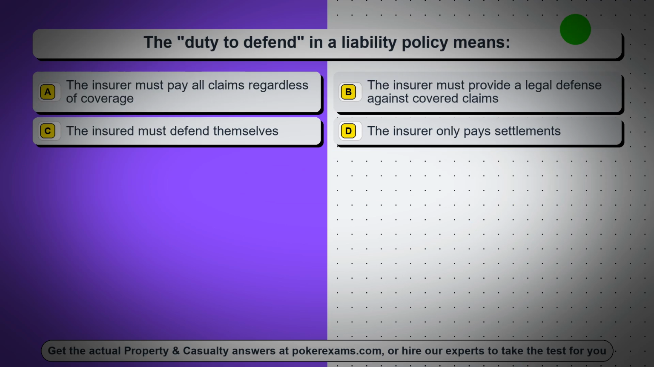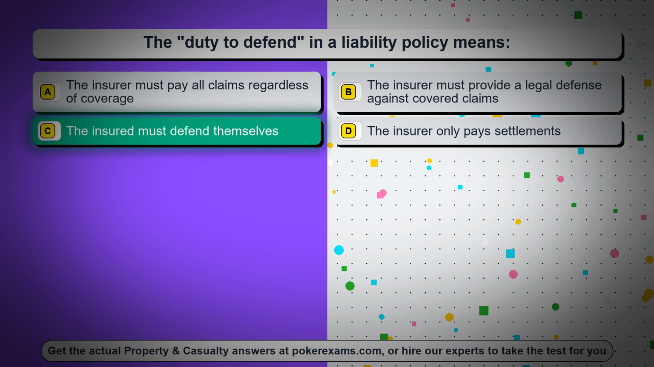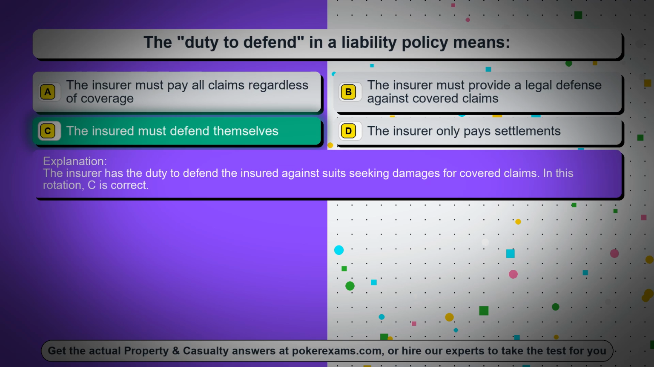Question 78. The duty to defend in a liability policy means: Option A. The insurer must pay all claims regardless of coverage. Option B. The insurer must provide a legal defense against covered claims. Option C. The insured must defend themselves. Option D. The insurer only pays settlements. The correct answer is option C. The insured must defend themselves. The insurer has the duty to defend the insured against suits seeking damages for covered claims. In this rotation, C is correct.